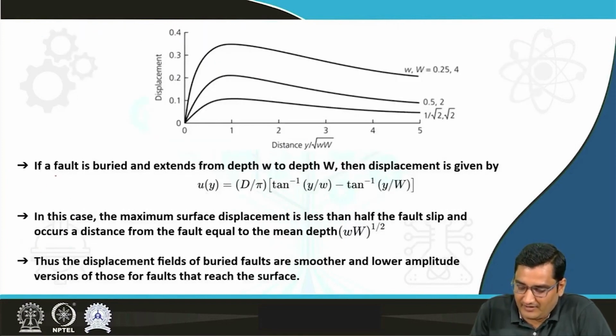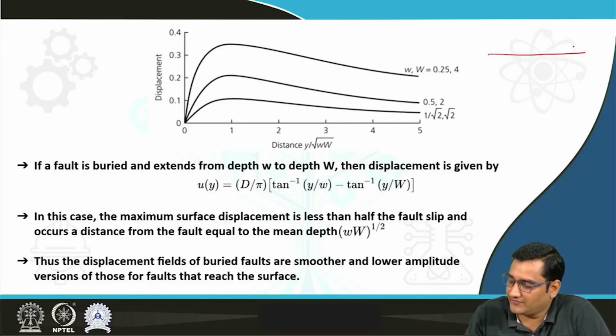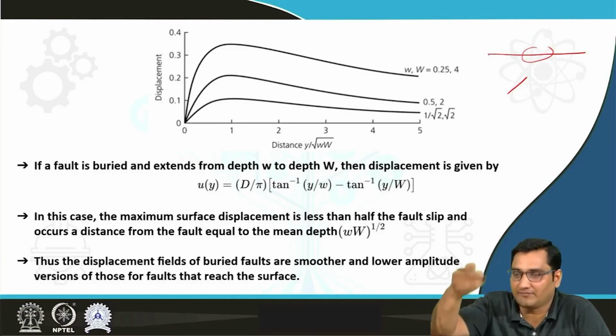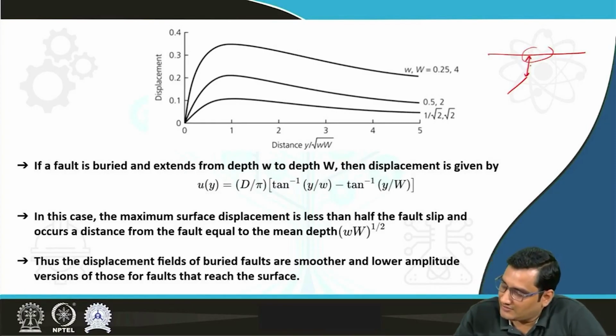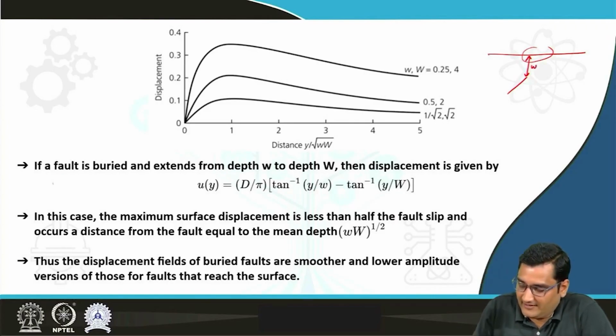And if you are talking about a buried fault, buried means, let's suppose this is your surface and the fault doesn't have any exposure onto the surface. That means the fault is buried. It is not seen on the surface. So in that case, you can consider that the depth of the fault is around small w, and the fault is buried and extends from depth small w to depth capital W, then displacement is given by this expression.